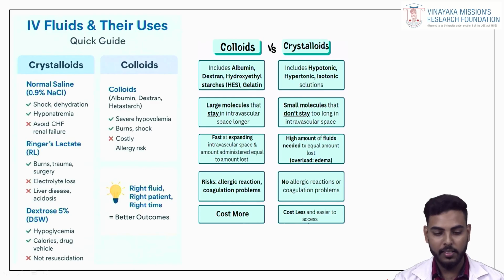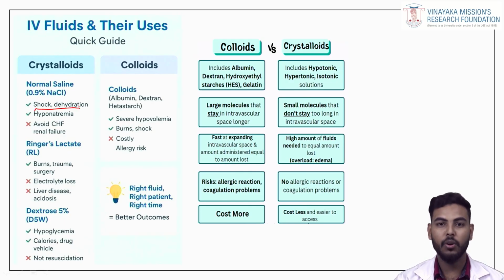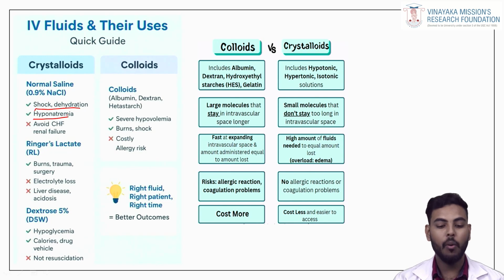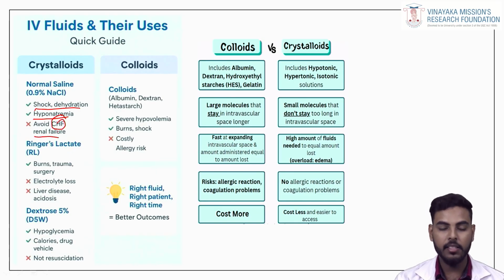Here you can see the crystalloids and colloids quick type. Here we can see normal saline, which is mainly used for shock and dehydration, as I told, for ongoing losses and replacing surgical losses. In these conditions we will be using normal saline, that is NS. Second is hypertonic saline, used when sodium is low, in sodium electrolyte imbalance. It should be avoided in congestive heart failure and renal failure cases. So the main contraindications of normal saline are CHF, that is congestive heart failure, and renal failure cases.